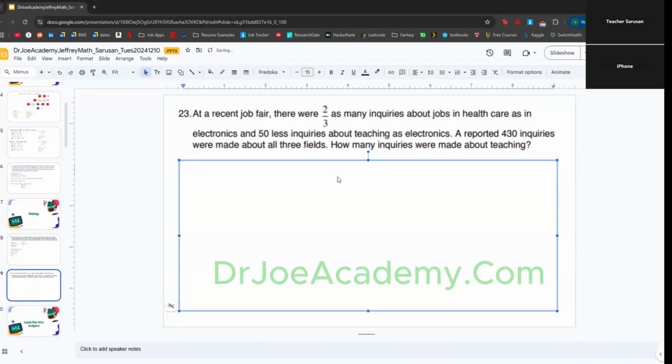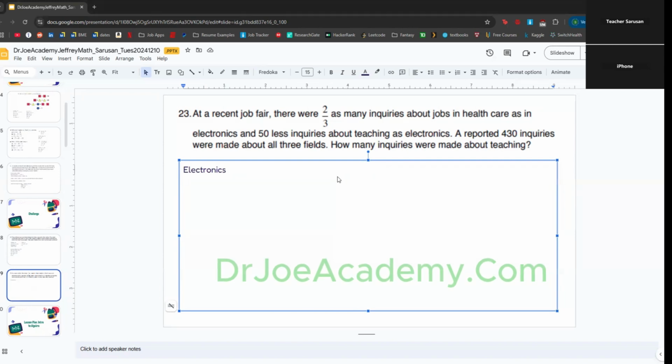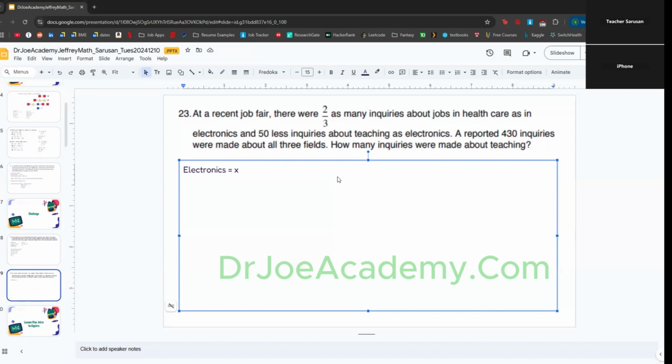Okay, so electronics makes the most sense because all of them are related to electronics. So I guess electronics equals x. So the amount of healthcare inquiries is just x times two over three.